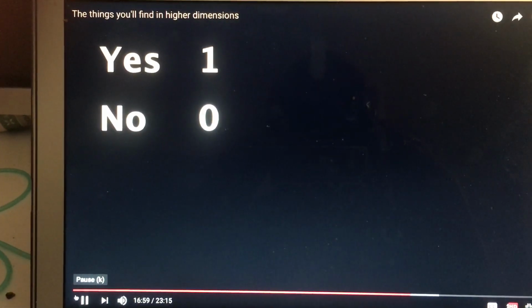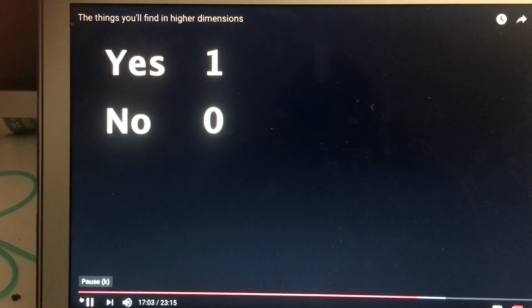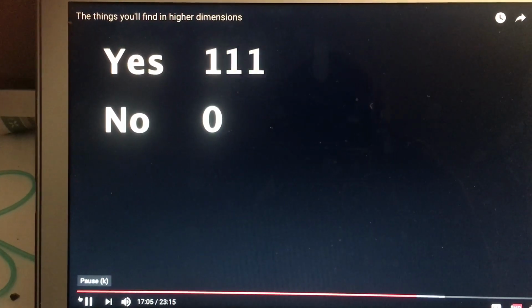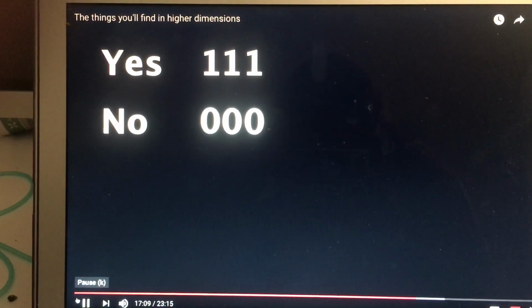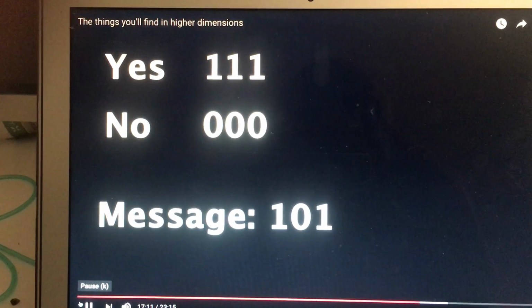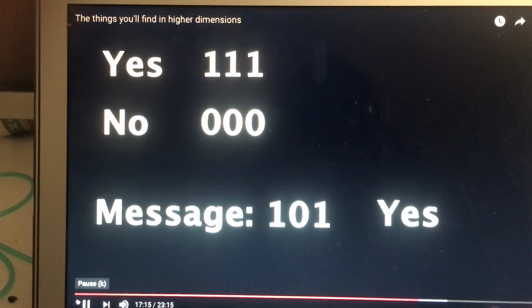Now this is simple enough, but errors could come up when it comes to long-distance communication. So instead, I'll send 3 1s for a yes and 3 0s for a no. That way if an error does occur, like in a message that says 101, you can still say that's more likely to be a yes since 2 of the bits are a 1.